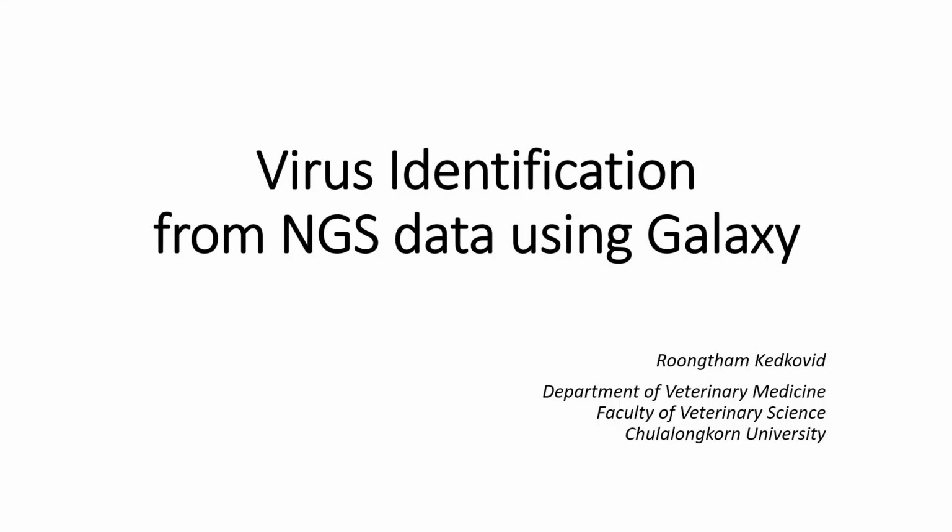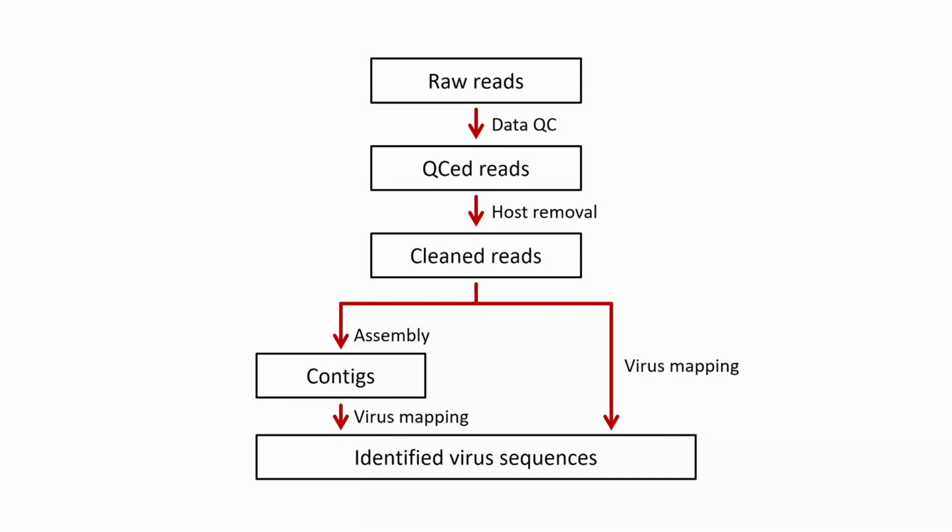Hi, in this video, I will show you how to identify virus sequences from next-generation sequencing, or NGS, by using a website called Galaxy. We can use Galaxy to analyze information from various NGS platforms such as Illumina or Oxford Nanopore technology. But in this tutorial, we will focus on analyzing data from the Illumina technology. This picture shows the steps we are going to use for the analysis.